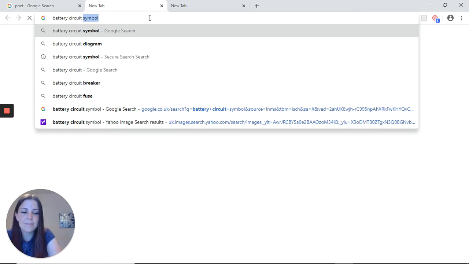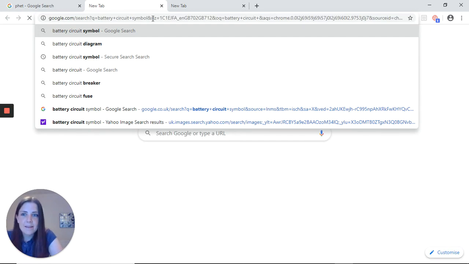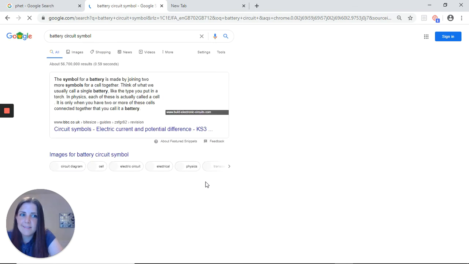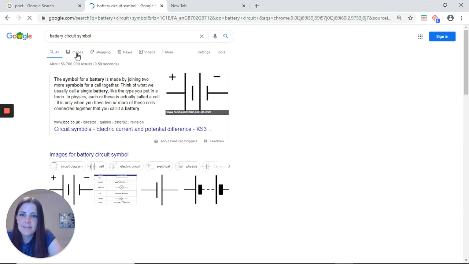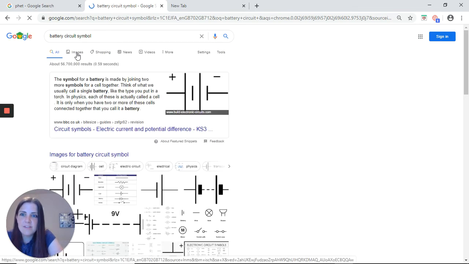Circuit symbol. And we'll go to images once this loads up. You've probably beat me to it if you're doing the same. And then you'll see pretty similar images, but a couple of slight differences between them, so I just thought it would be worth pointing out.